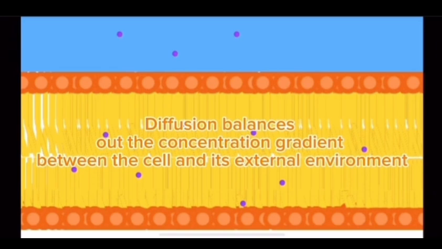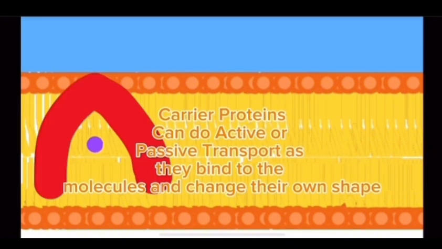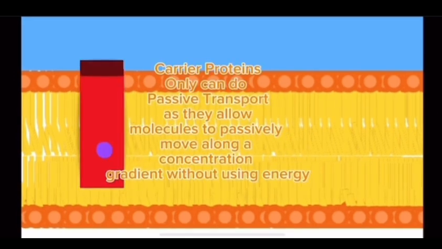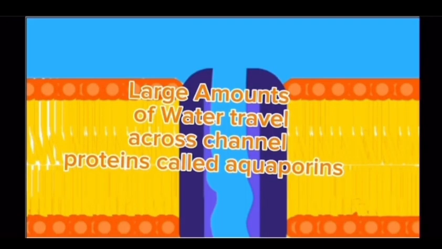Now, what is facilitated diffusion? Facilitated diffusion requires the use of proteins embedded in the cell membrane when the molecule is large, polar, or charged. There are two types of these proteins. There are carrier proteins, which can do active or passive transport as they bind to molecules and change their own shape, and channel proteins, which only can do passive transport as they allow molecules to passively move along a concentration gradient without using energy. Now, large amounts of water travel across channel proteins called aquaporins.